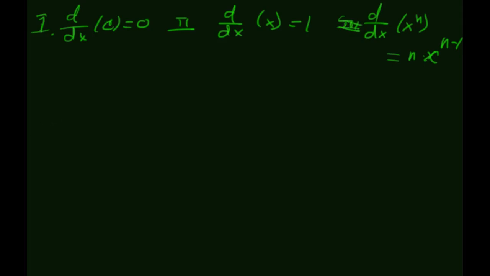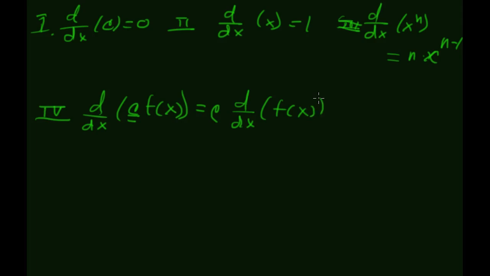Okay, so the fourth rule is that if you have the derivative of a constant times the function, the constant just comes along. So it's the same as the constant times the derivative of the function. So you just bring the constant along and the function stays where it is. This could be useful because sometimes you can factor out a constant and then you don't have to deal with everything.